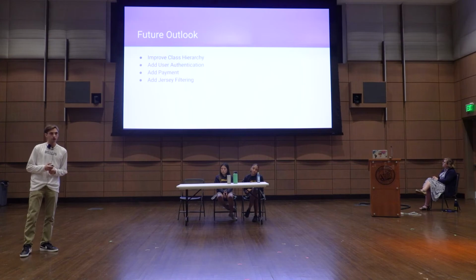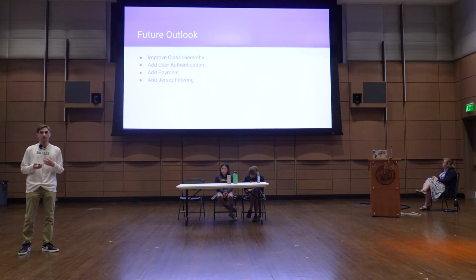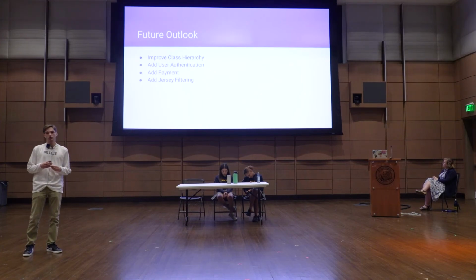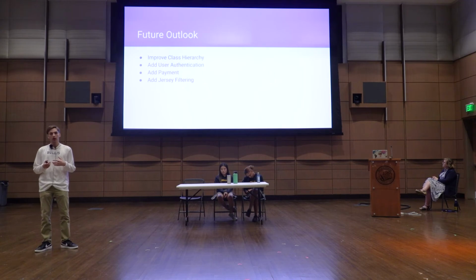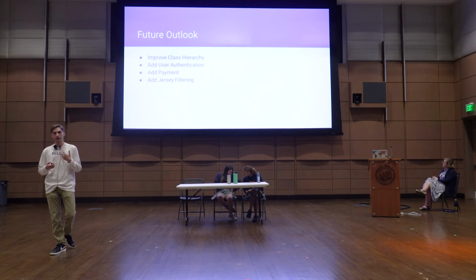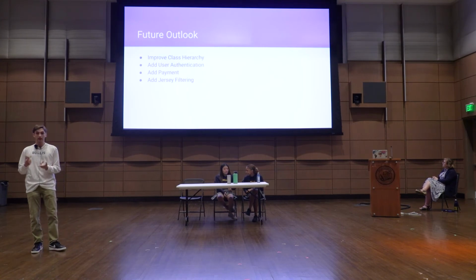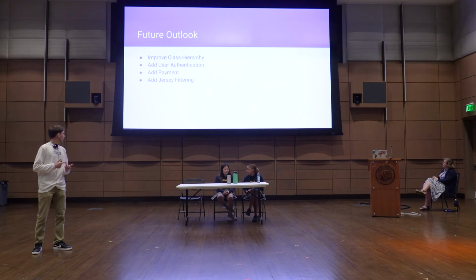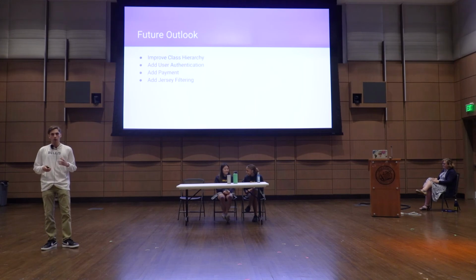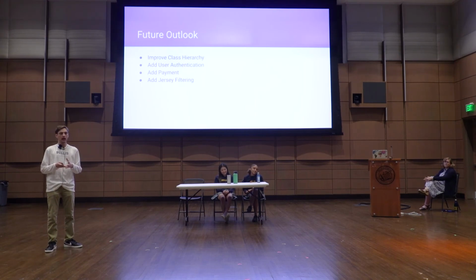So what am I going to do in the future? The first thing I'm going to do is improve the class hierarchy, which will make filtering through and finding specific jerseys a lot more efficient. Then I'm going to add user authentication, which will allow for specific users. So I would be separated from someone else. We would all have our individual accounts. Then I would be adding payment and jersey filtering, which I was talking about a little earlier, which is how you find which jersey you want to buy. And most of this I am able to do through Firebase and Swift.